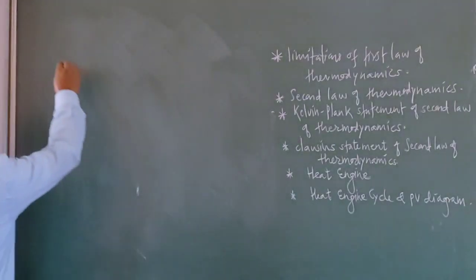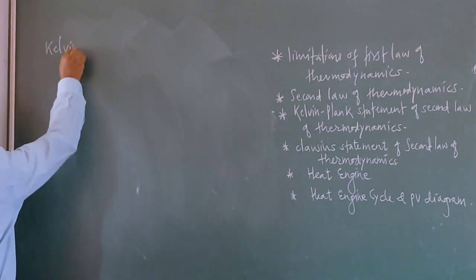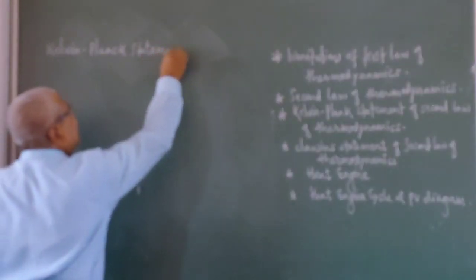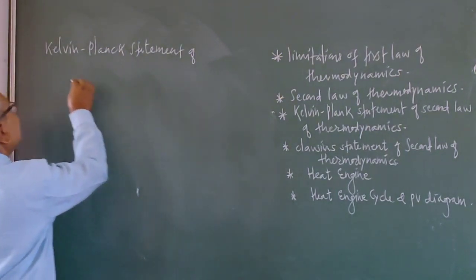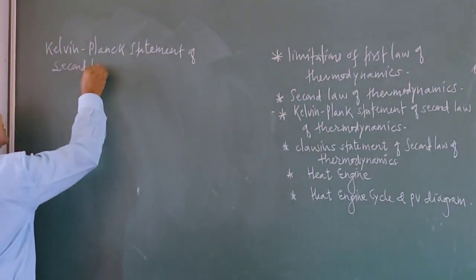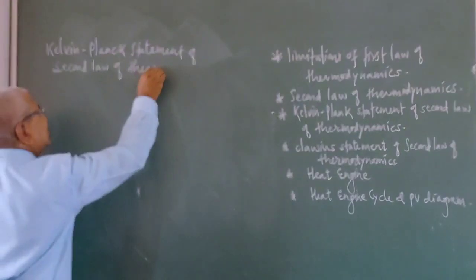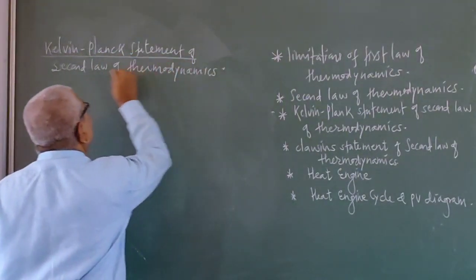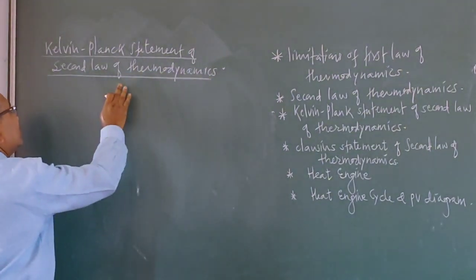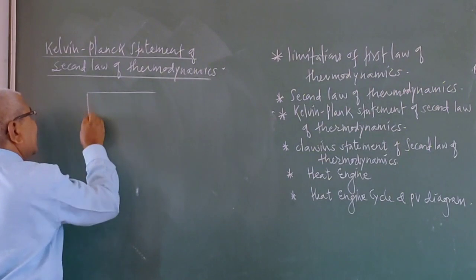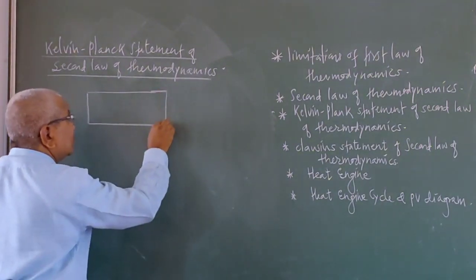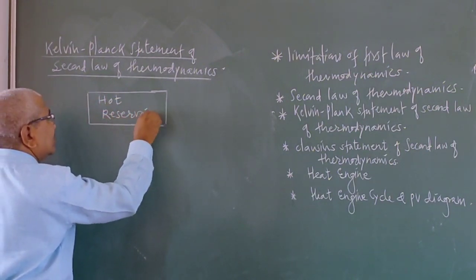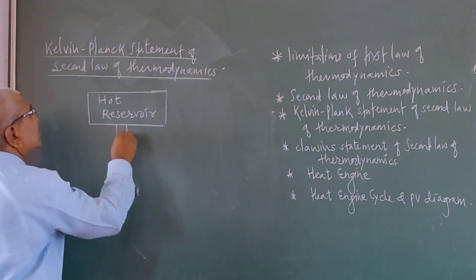I will write the statement on the board. See here, Kelvin-Plank statement of second law of thermodynamics. This is explained by making use of a block diagram like this. See here, we call it the hot reservoir, dear student. And then the heat is given.